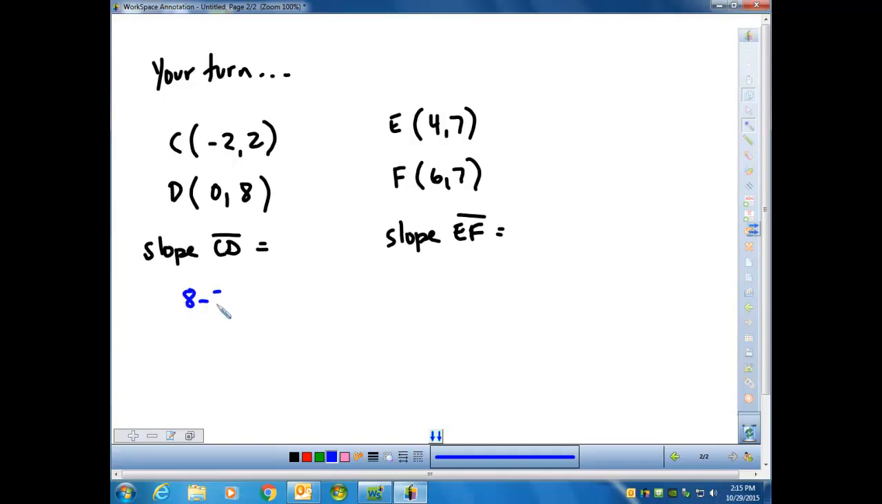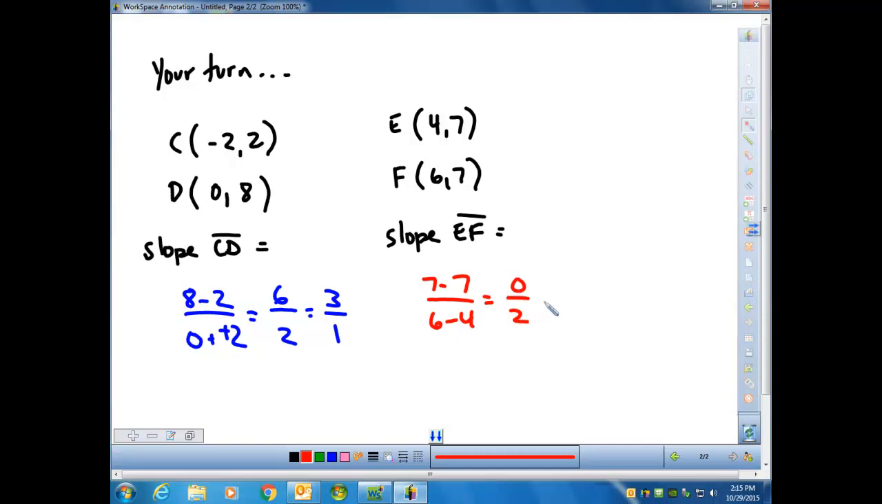Alright, so hopefully you did something like this. 8 minus 2 over 0 minus a -2, so that's 6 over a positive 2, which is going to reduce to 3 over 1. Even though it's a whole number, I'm going to leave it as 3 over 1. For the other one, it's 7 minus 7 over 6 minus 4, so 0 over 2 is 0. I would consider a slope of 0 a special case. We'll talk about special cases here in just a moment. So hopefully you got the same things. If not, go back and look at what I did again.